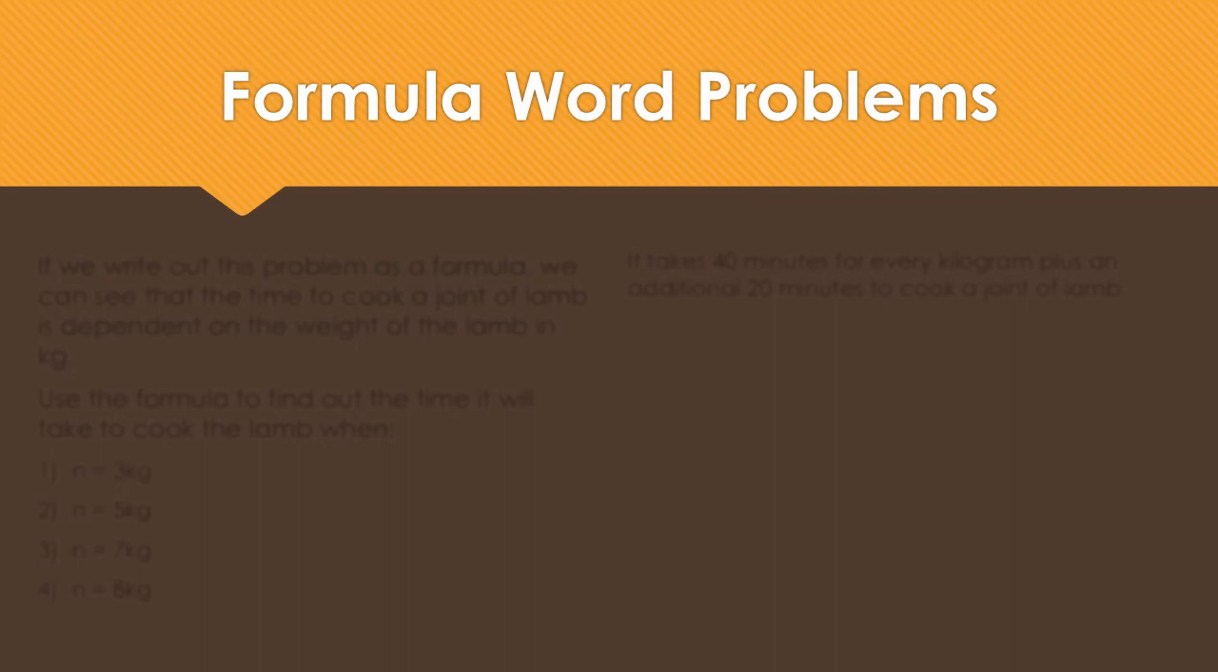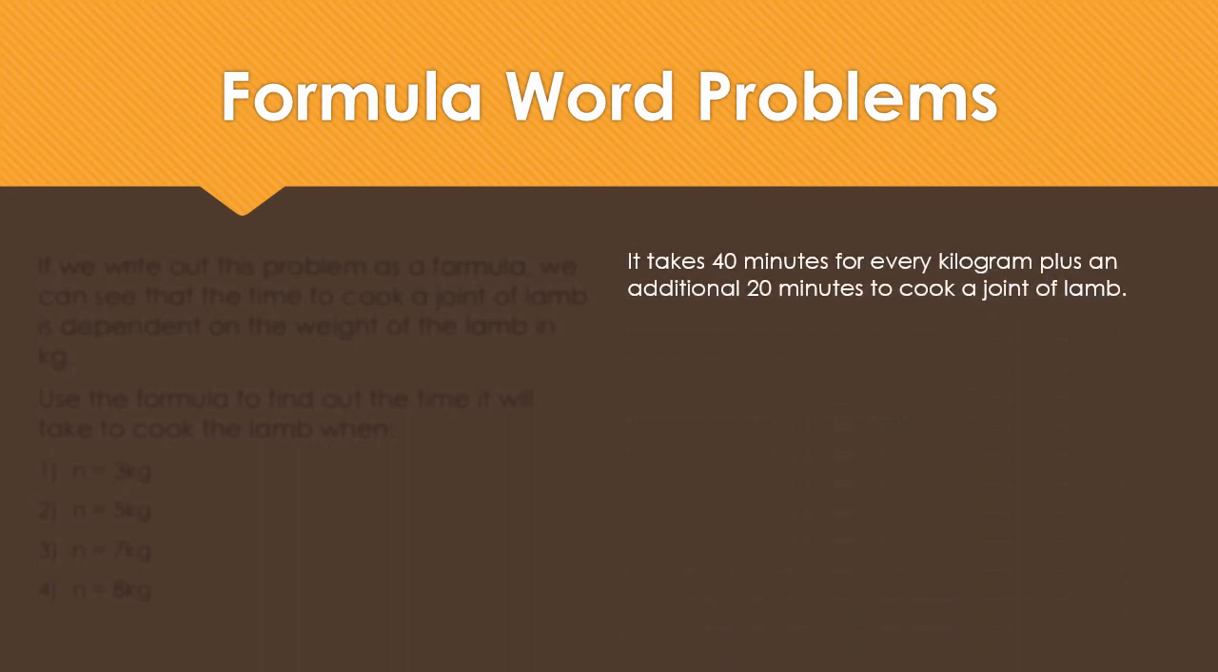Now let's have a look at another one. This time we're going to imagine you're in the kitchen and you're about to help cook. It takes 40 minutes for every kilogram plus an additional 20 minutes to cook a joint of lamb. So think about what that means in context. It means the minimum time that you're going to be in there is going to be at least an hour. Okay, so unless your joint of lamb is less than a kilogram, you're going to be in there for at least an hour.